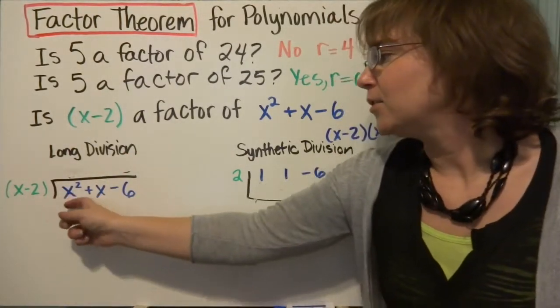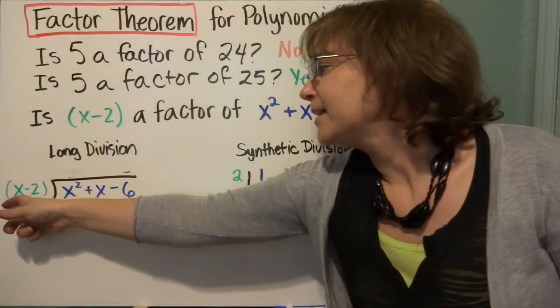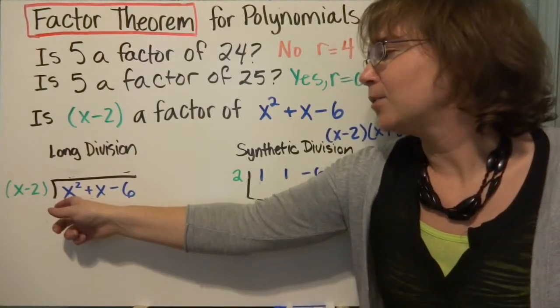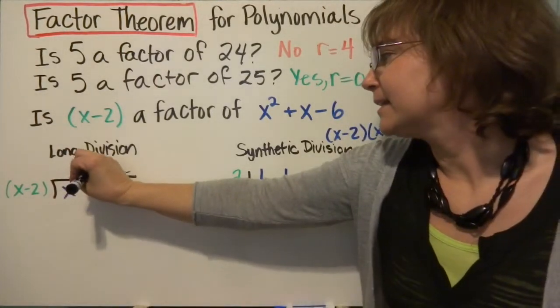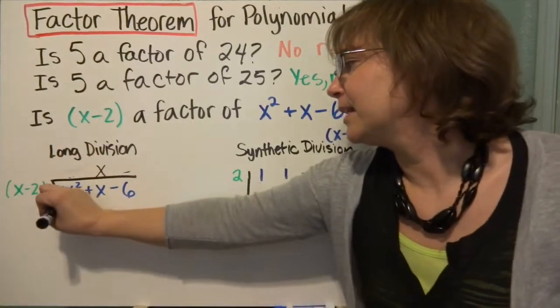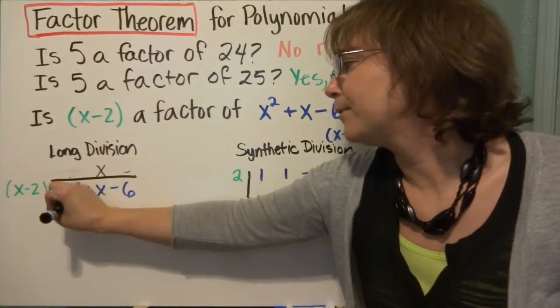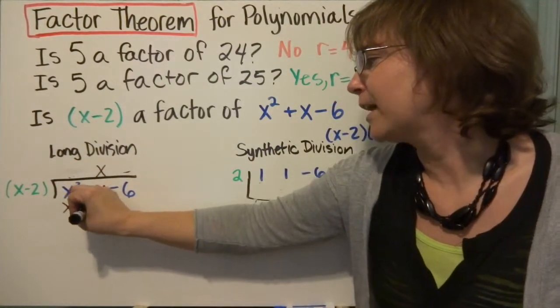So x minus 2 into x squared plus x minus 6. We want to know x times what is going to give us x squared. So x squared divided by x. We know that's going to be an x. X times x is going to give us our x squared, which is why we chose that. And then x times negative 2, which is negative 2x.